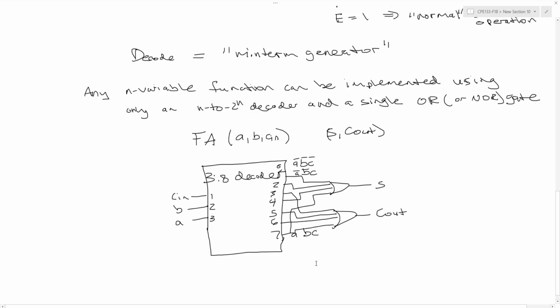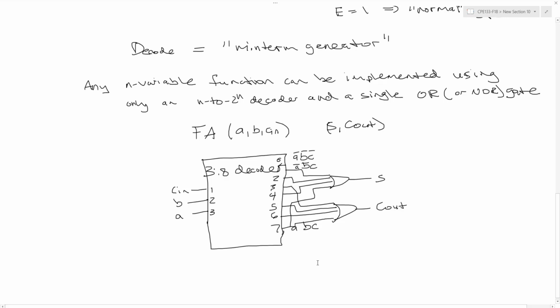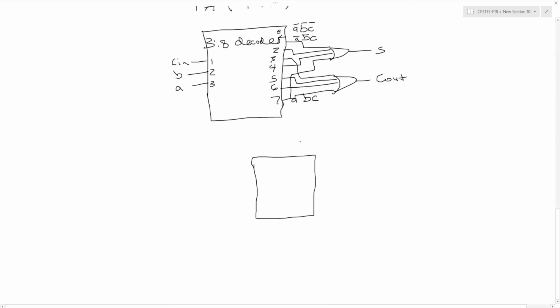So to recap, the decoder is a useful building block in digital circuits. A standard decoder has n inputs and 2 to the n outputs. Make sure you label both the inputs and the outputs so it's clear which outputs are activated for the particular input combinations. And we usually draw a decoder with just a square box or a rectangular box.